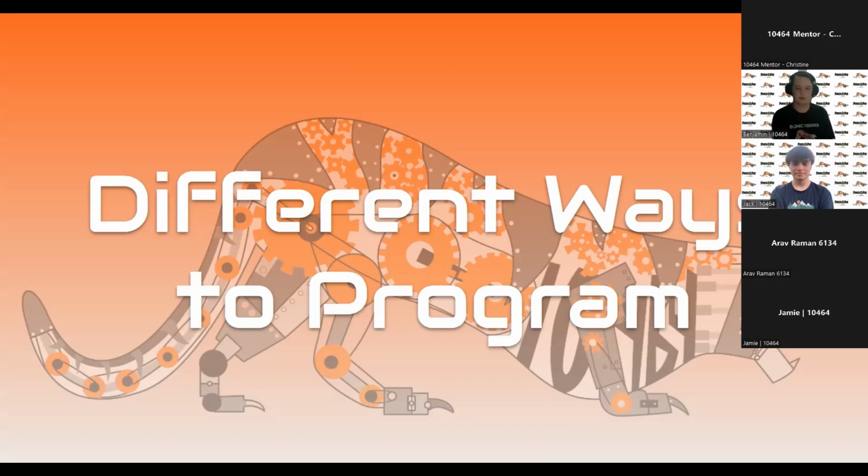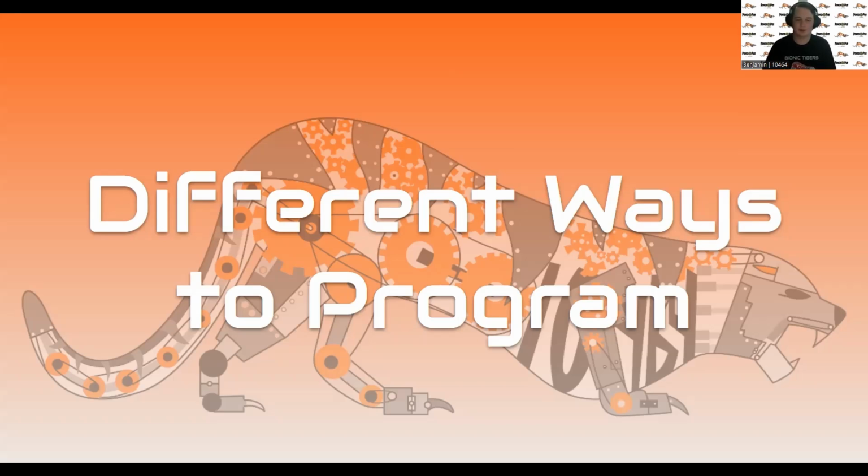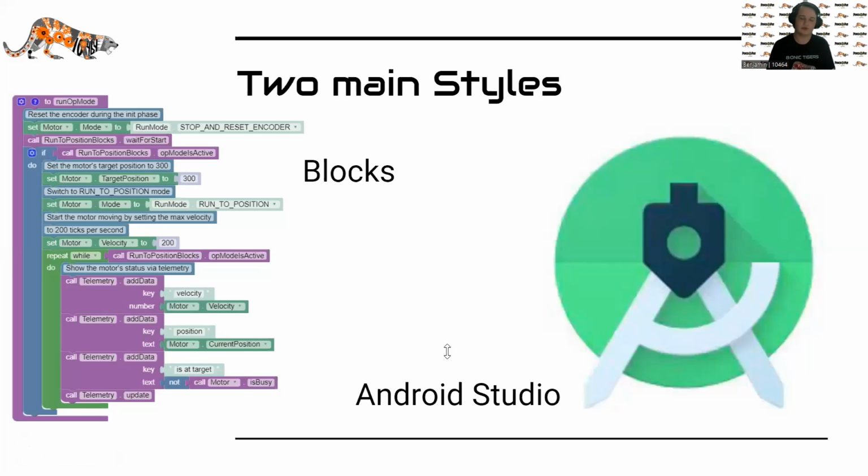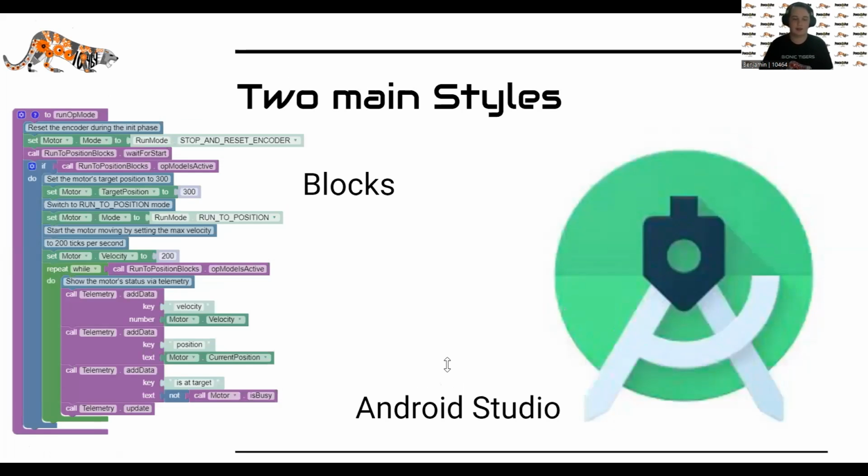So if there's nothing else, we'll continue on. There will be more options for questions later on, so don't worry if something comes up last minute. So next up, we're going to talk about different ways to program. There are 2 main styles of programming. Blocks, which you can see on the side, you may be familiar with, and Android Studio, which is more Java and traditional coding.